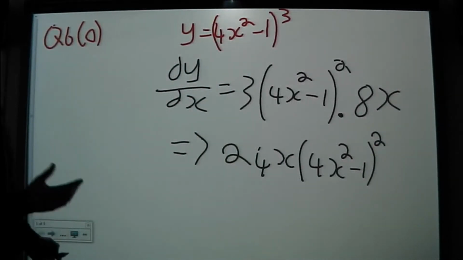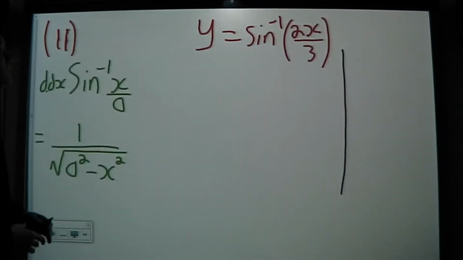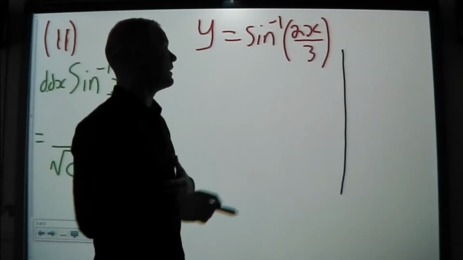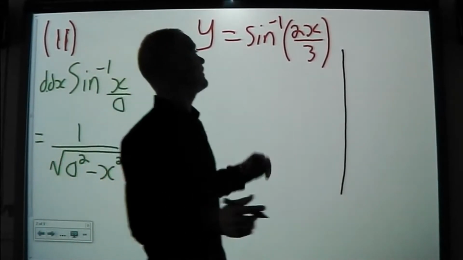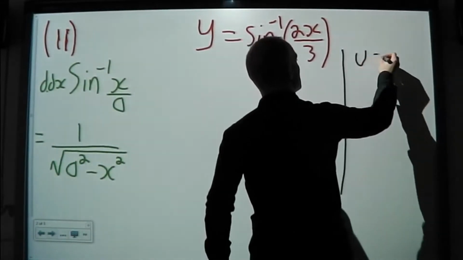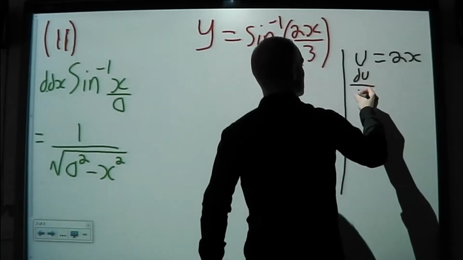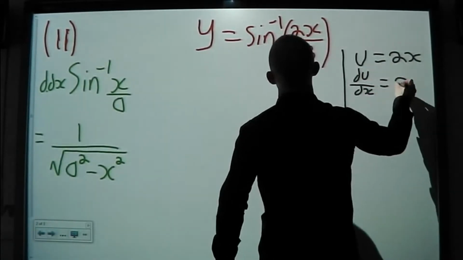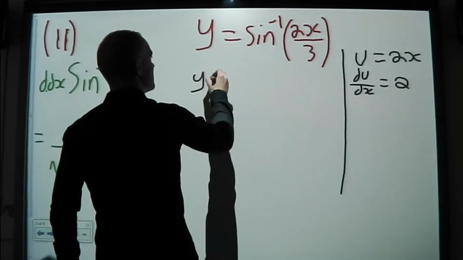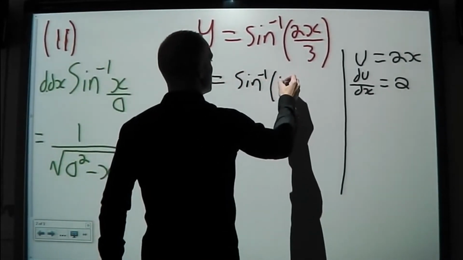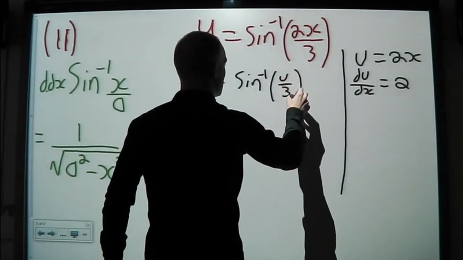So now I'm going to do the chain rule here in this question. We're given that y is equal to sine inverse of 2x divided by 3. For the chain rule to come into effect here, I'm going to let u equal 2x. That implies du/dx is equal to 2. So y is equal to sine inverse of u all over 3.